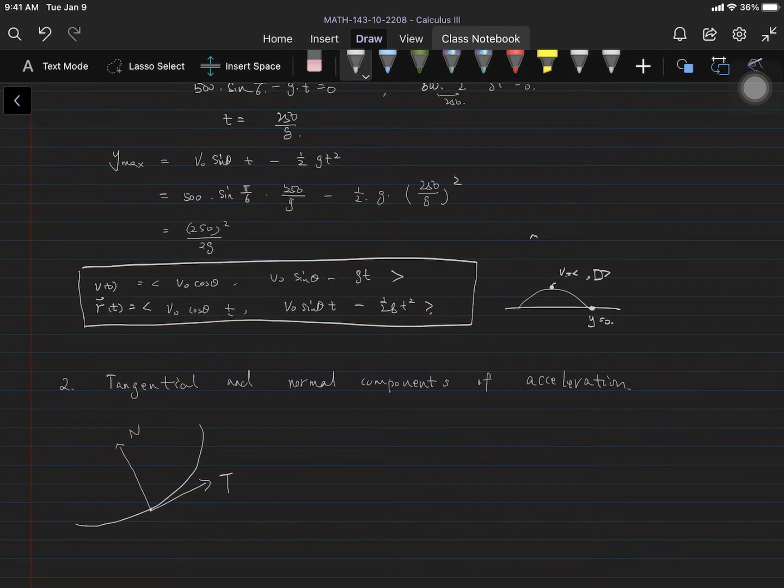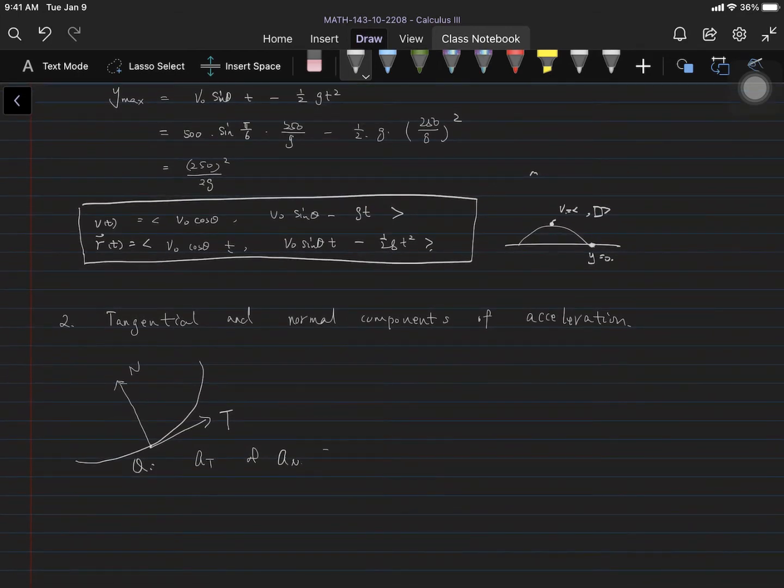And we are going to find the acceleration in those two directions. For example, we are going to find a_T and a_N. So it's like a component. So what's the acceleration in the tangent direction? What's the acceleration in the normal direction?